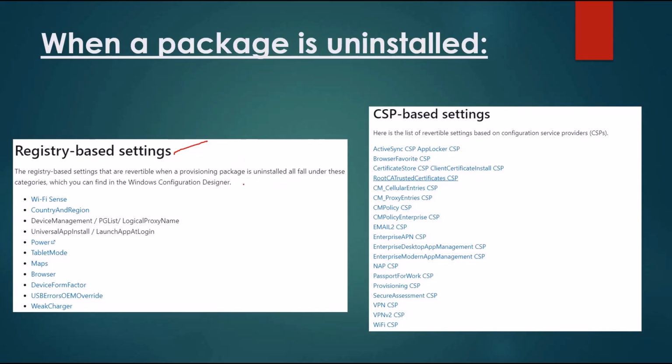So over here this is talking about the registry based settings that are revertible when a provisioning package is uninstalled. These are the registry based settings, and then there are some other CSP based settings which are revertible. However, over here you see Wi-Fi profile which is revertible, and you see browser, maps, and all these things which are revertible. But there will be many settings which are not revertible depending upon the kind of the settings. So it's always good to check the documentation of that exact OMA-URI or that exact CSP to be sure. Now let's understand the working of a provisioning package.